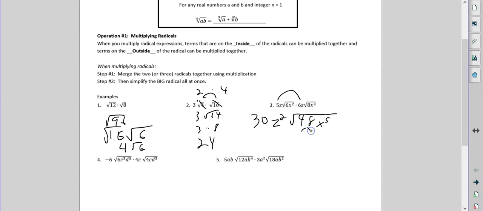Now we need to break down the 48 and the x to the 5 and simplify it. So we need a number that goes into 48 that is a perfect square, and that's 16. 16 times 3, and again, those are square roots. Now remember, whatever comes out is going to be multiplied by this 30. So the square root of 16 is 4, and 4 times 30 is 120. Now the z squared is still out there. And we're going to leave a little space here. The radical 3 is stuck on the inside.